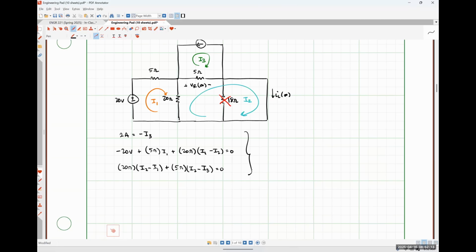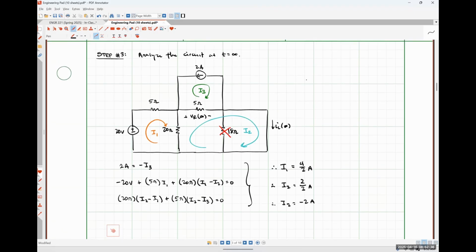And when I solve this system, I get I1 is equal to 4/3 of an amp. I2 is equal to 2/3 of an amp. And I3 is equal to -2 amps. So using that mesh analysis, what is IL at infinity going to be? I2, which is just 2/3 of an amp.